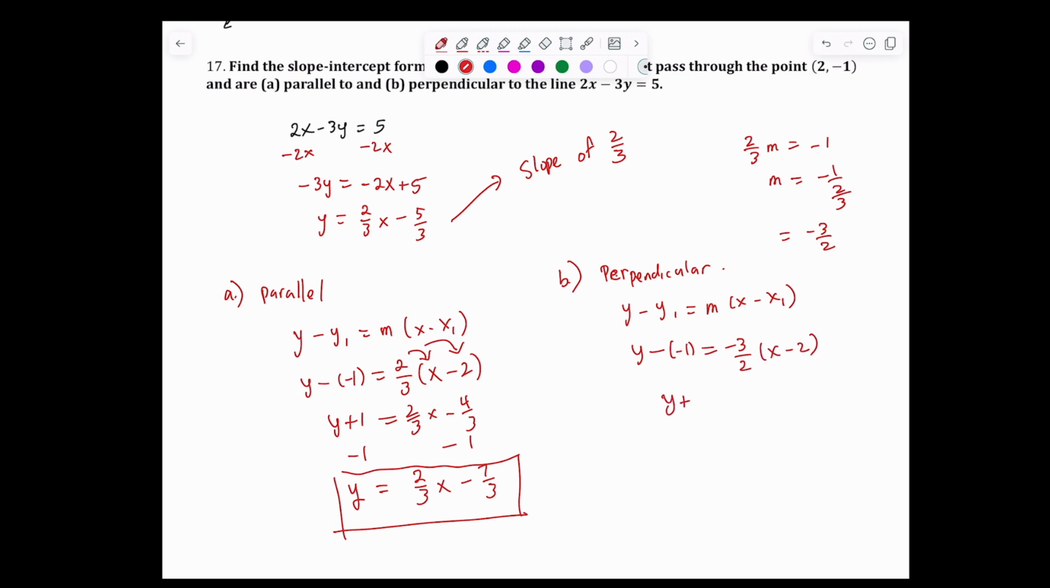Okay, so we get y plus 1, and then we distribute here to get -3 over 2 x plus -3 over 2 times -2, so it's plus 6 over 2, which is just 3. So y equals -3 over 2 x plus 2, because you would subtract 1 on both sides here. Okay, so we get this line here that passes through the point (2, -1) and is perpendicular to the line 2x minus 3y equals 5. All right, let's go graph it to kind of verify that's the case.